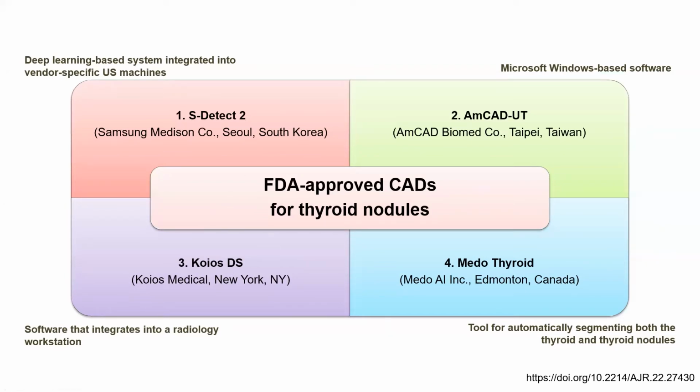Chaos DS is the most recently approved CAD for thyroid imaging. It is integrated into radiology workstations and interfaces with both PACS and reporting software. MedoThyroid automatically segments the thyroid and thyroid nodules. It is not yet used for risk stratification, but current efforts are underway to develop a function to do so.